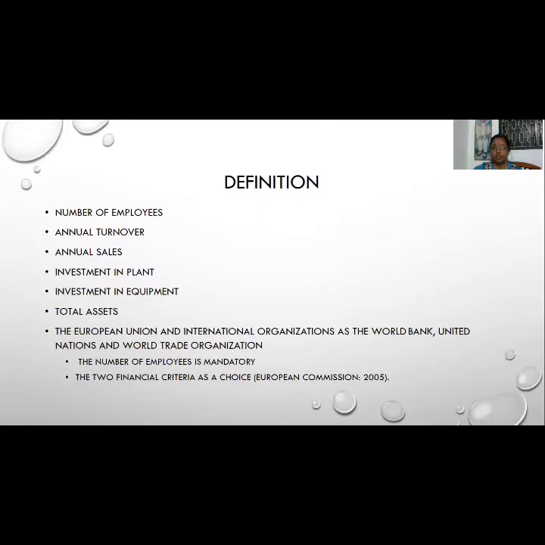First one, the definitions. There are no standard definitions for SMEs in international practice, but countries use different criteria: the number of employees, annual turnover, annual sales, investment in plant, investment in equipment, and total assets. These are the basic criteria used overall by different types of organizations. The European Union and international organizations, such as the World Bank, United Nations, and World Trade Organization, have created the definition based on the number of employees. It is mandatory, and two financial criteria are a choice.